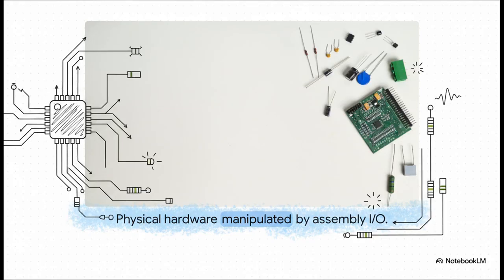Think about the actual physical components out there: the circuit boards, the capacitors, the resistors. Our main goal today is to bridge that massive gap between software and hardware. We really want to understand the low-level hardware signaling that lets your microprocessor actually talk to this physical reality.